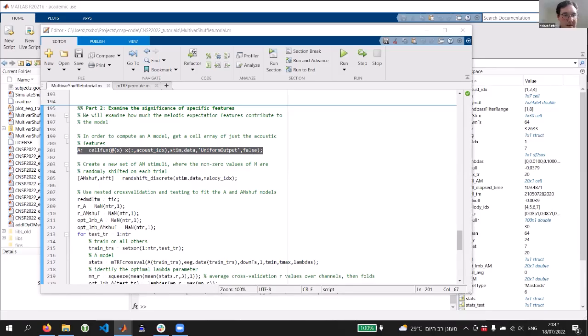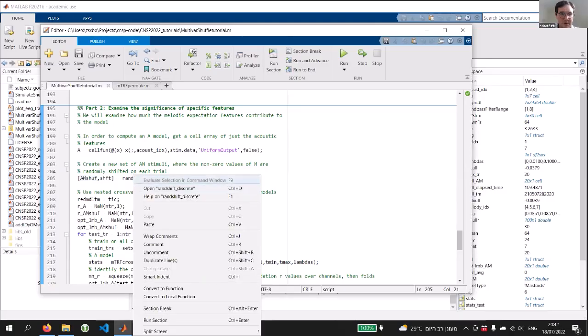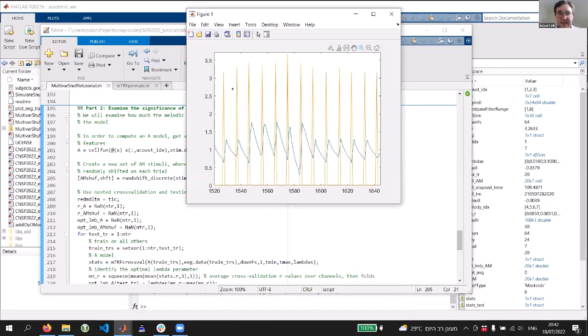So one way is to leave out the acoustic features. Another way is to shuffle the values of the expectations. What this does is similar to what we're talking about with the circular shifting of the full data, but now we want to maintain the same onsets. So those peaks, if we've still got this, we want to maintain the same peaks, but just mismatch the actual values.